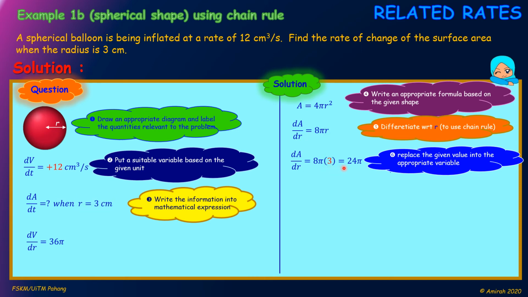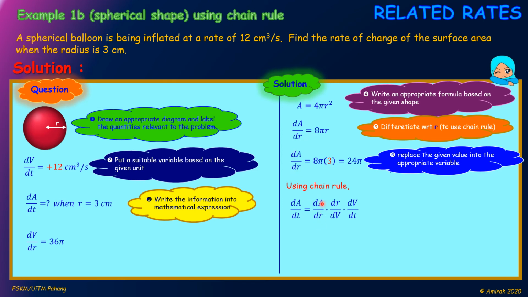And then we simplify, so we have 24 pi. But this is the value for dA over dr, not dA over dt. So it means that we still have not completed our solution, right? So using chain rule, we can create a formula for dA over dt. Our dA over dt using chain rule equals, the first numerator should be dA and the last denominator should be dt. So we have dA over dr, so we can write dA over dr.